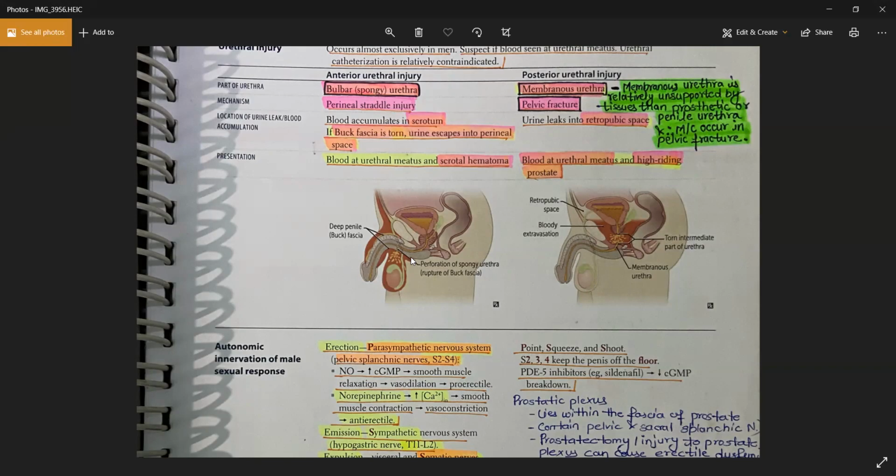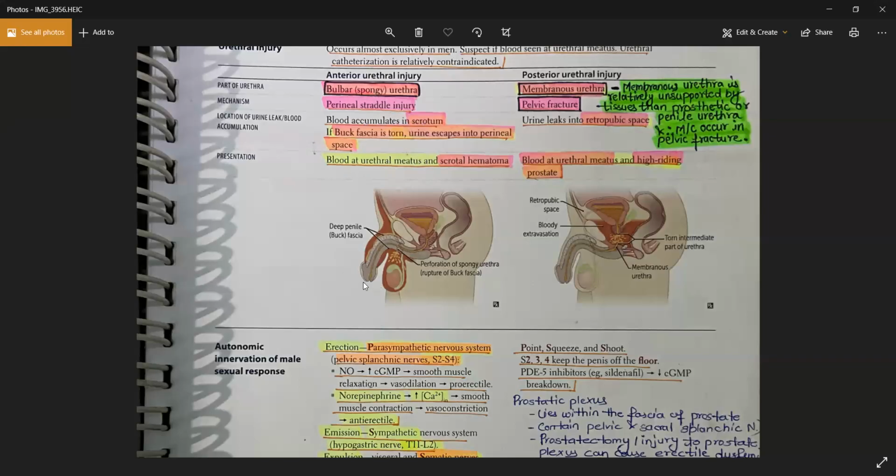So you will have a swelling of the scrotum because the scrotum is filled with urine. You will have a swelling in the perineal area. In the suprapubic region you will have swelling because this area is filled with urine. In the penis you will also have swelling because this area is filled with urine. The patient will also have a history of direct penile trauma, or a straddle injury. So the blood and urine will accumulate in the scrotum, and the urine will also escape into the perineal space.